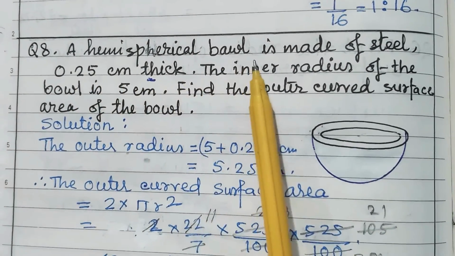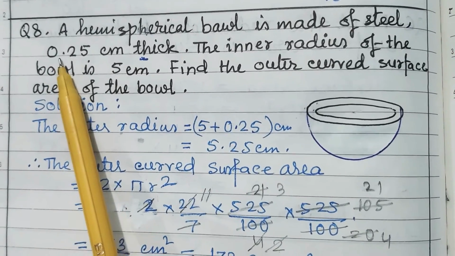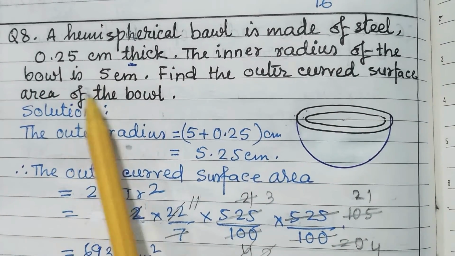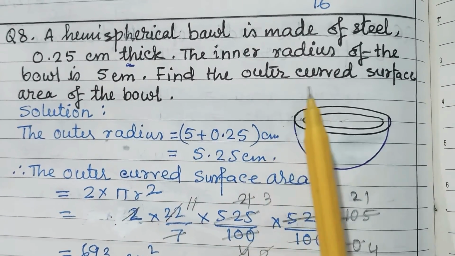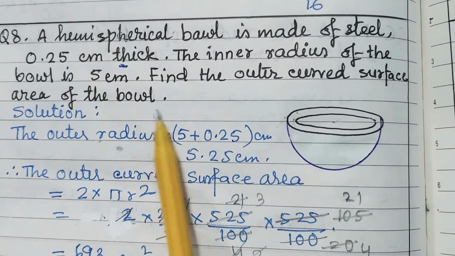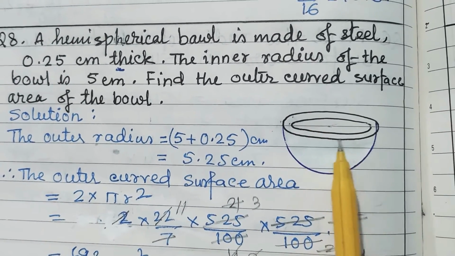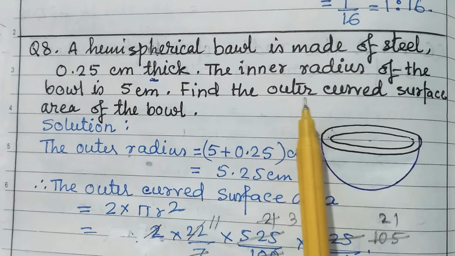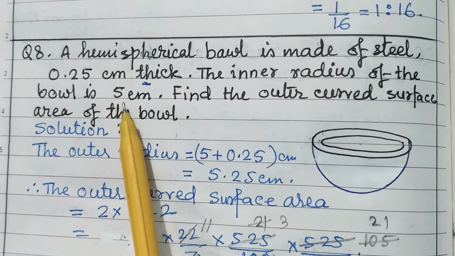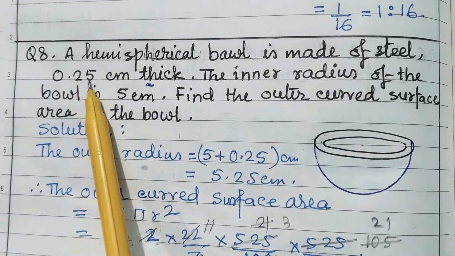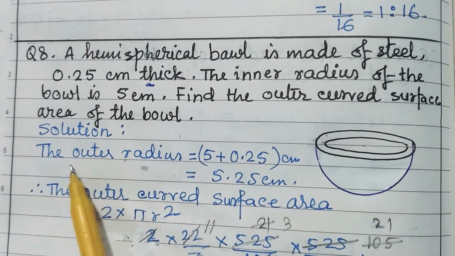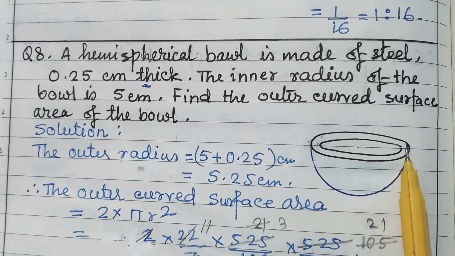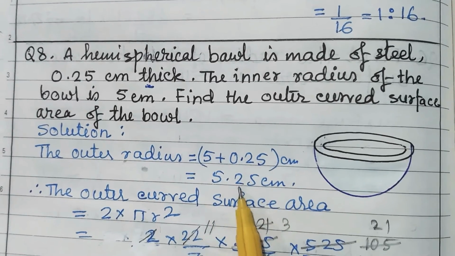Question number 8. The hemispherical ball is made up of steel 0.25 centimeter thick. The inner radius of the ball is 5 centimeter. Find the outer curved surface area of the ball. So it is the thick hemispherical ball. Its inner radius is 5 centimeter and thickness is 0.25. So the outer radius is 5 plus 0.25. So it is 5.25.